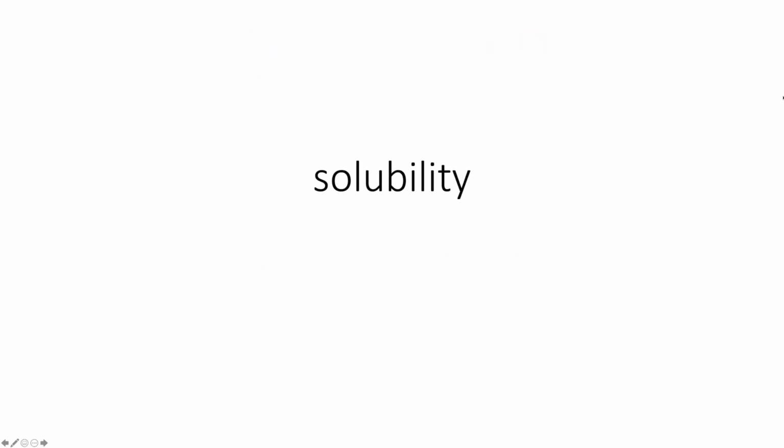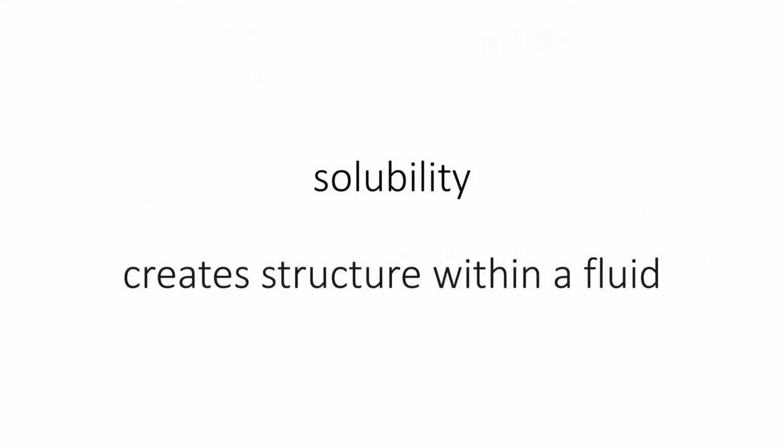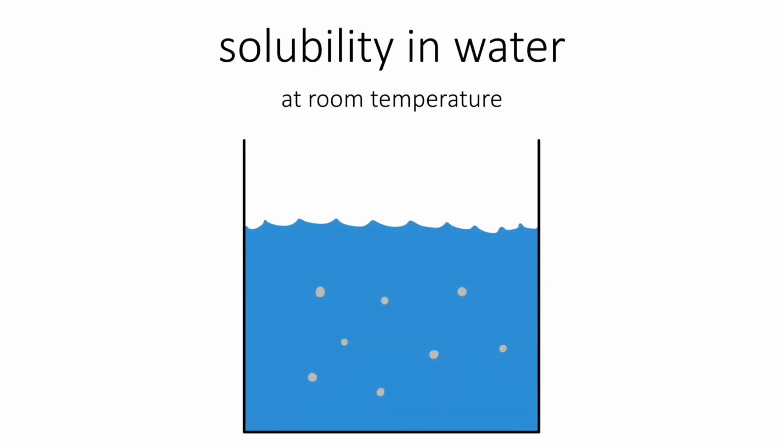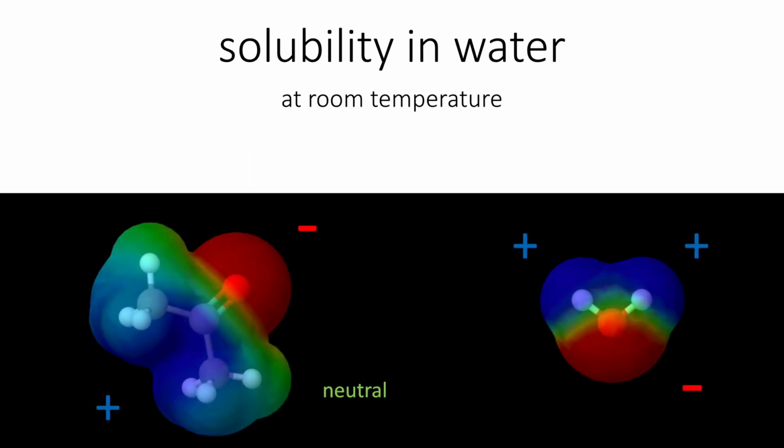Solubility is another important physical property because it creates structure within a fluid. Let's consider the solubility of acetone in water at room temperature. Solubility, or whether molecules mix together, has to do with whether they both have electrical charges or both lack electrical charges. Electrical charges tell you the stickiness of a molecule. Opposite charges attract, so positive charges will want to stick to negative charges.